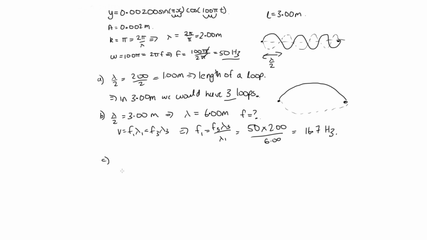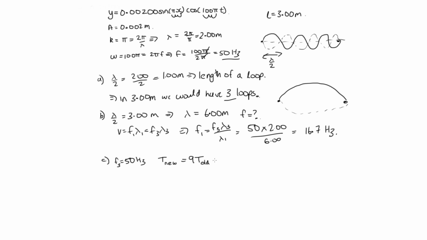Okay, and now finally C, if the original frequency is held constant. So now the frequency again is f3, which is 50 hertz. And the tension in the wire is increased by a factor of 9. So the new tension is now equal to 9 times the old tension. How many loops are present in the new pattern?